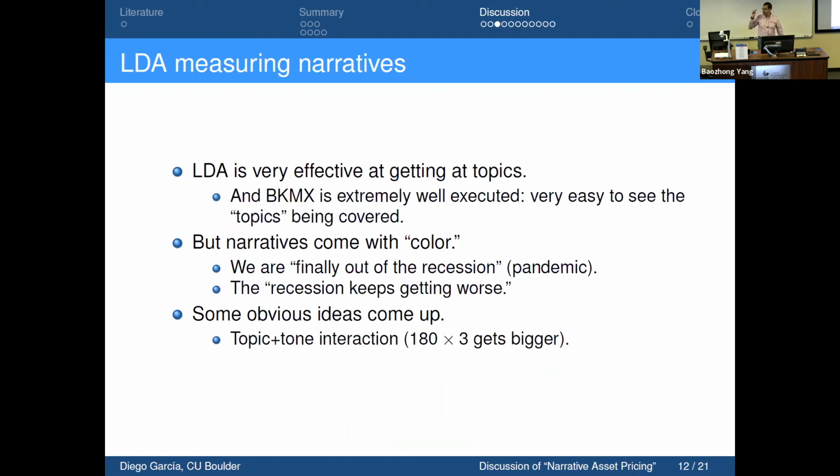LDAs measure narratives. LDA is telling you what words they're using, what topics they're discussing. Are they talking about the oil industry or talking about macroeconomic announcements? Very effective at getting these topics. But these narratives come with color. I would actually argue that saying we're falling out of the recession has a very different meaning than saying the recession keeps getting worse. The two are very different statements. The LDA is not really going to make a difference between them. It's just going to tell you they're talking about a recession.